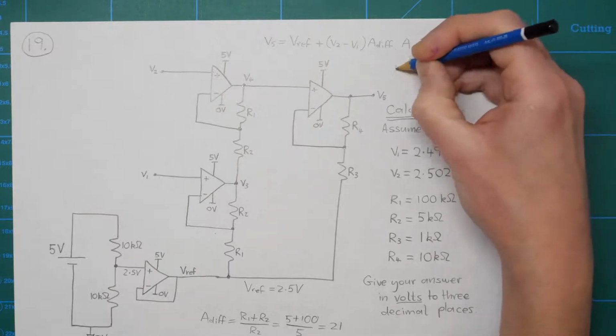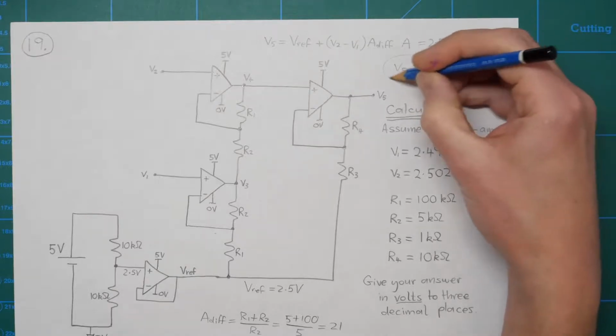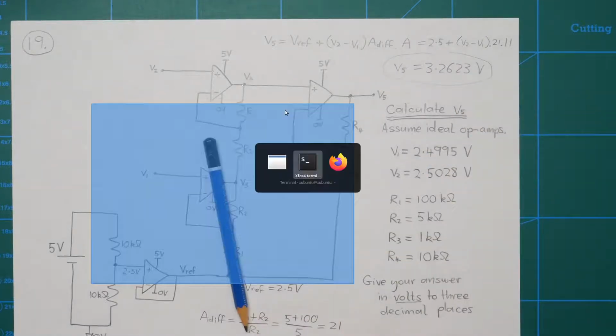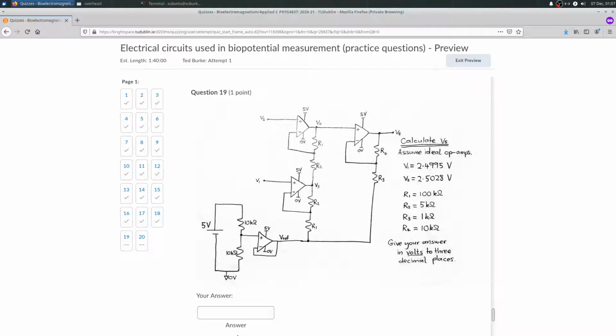So this is V5, our output voltage. And that's what you're asked to calculate. 0.2623. And that's it for question 19.